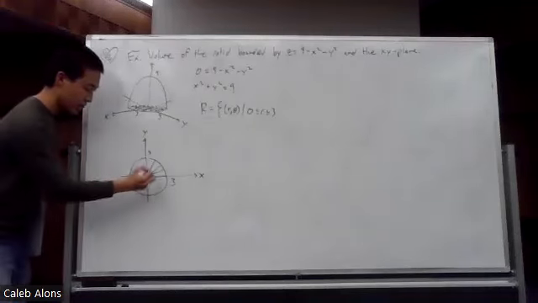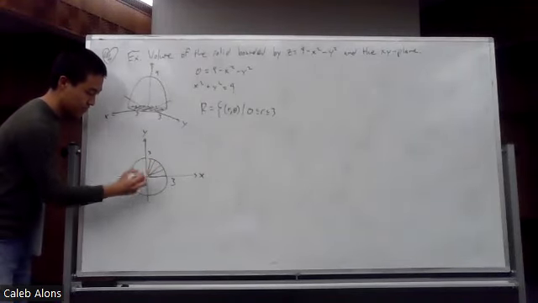And in case that's not visually clear, we start at 0, we sweep out to what?